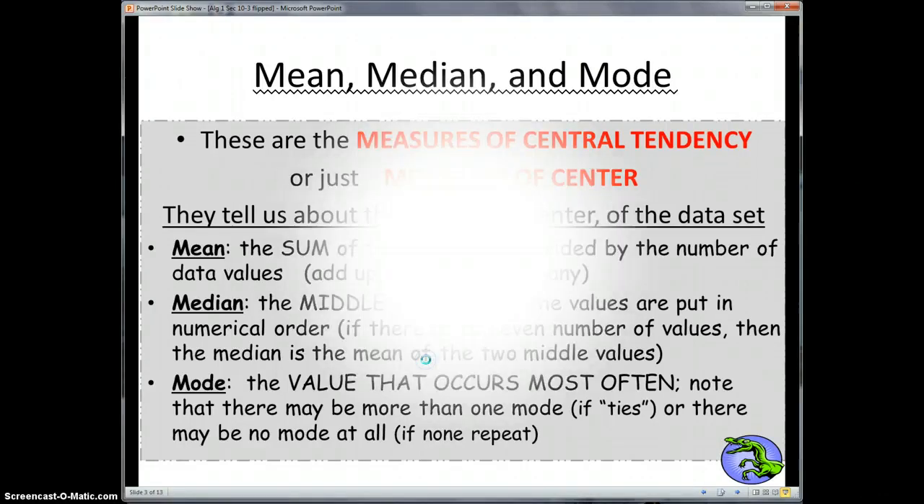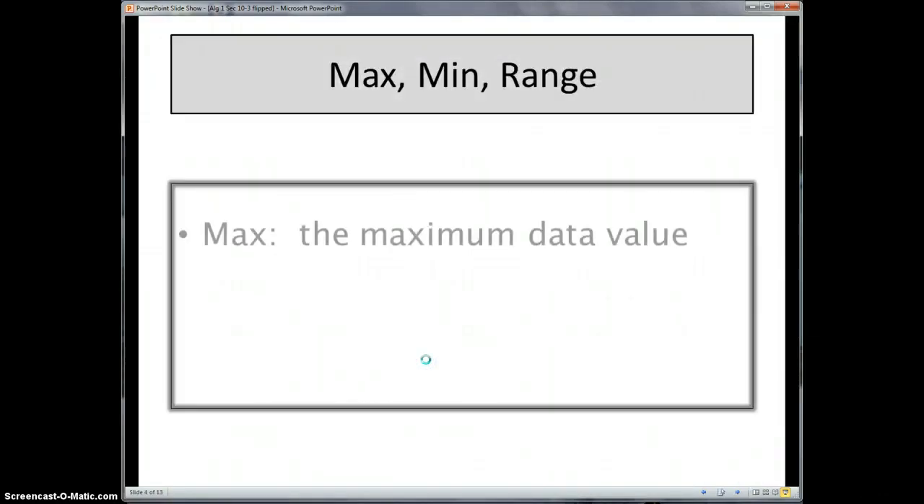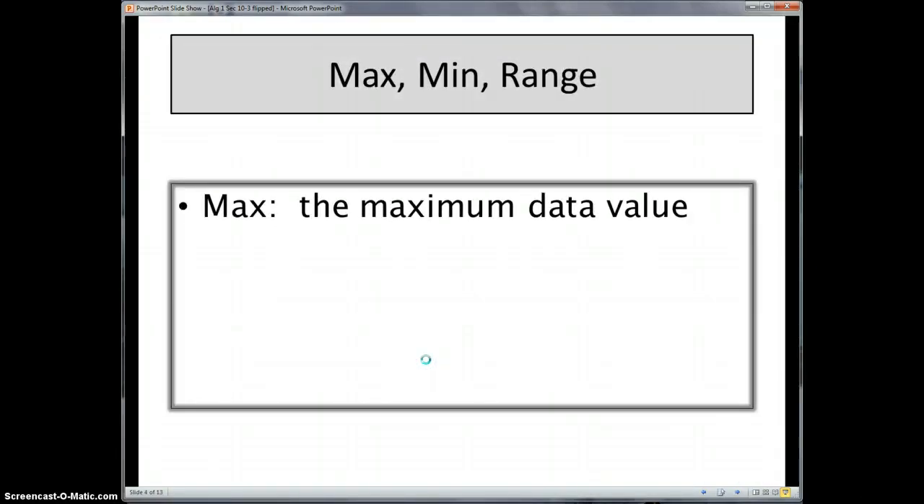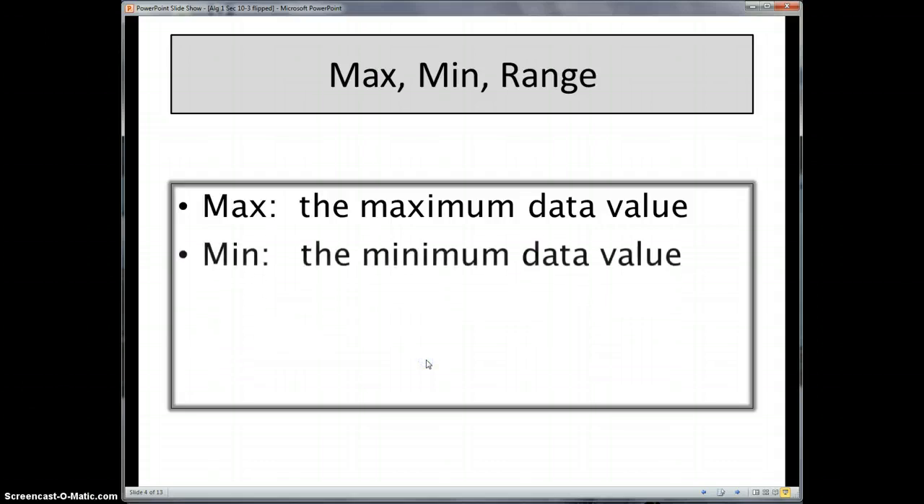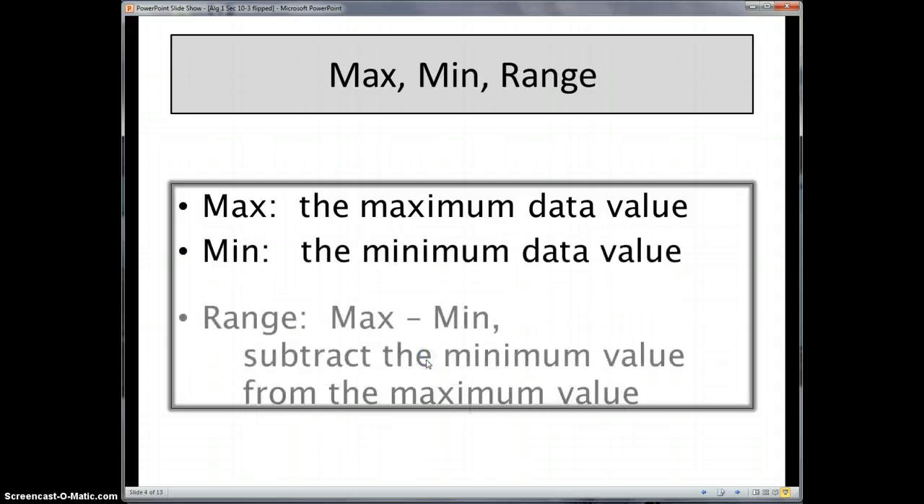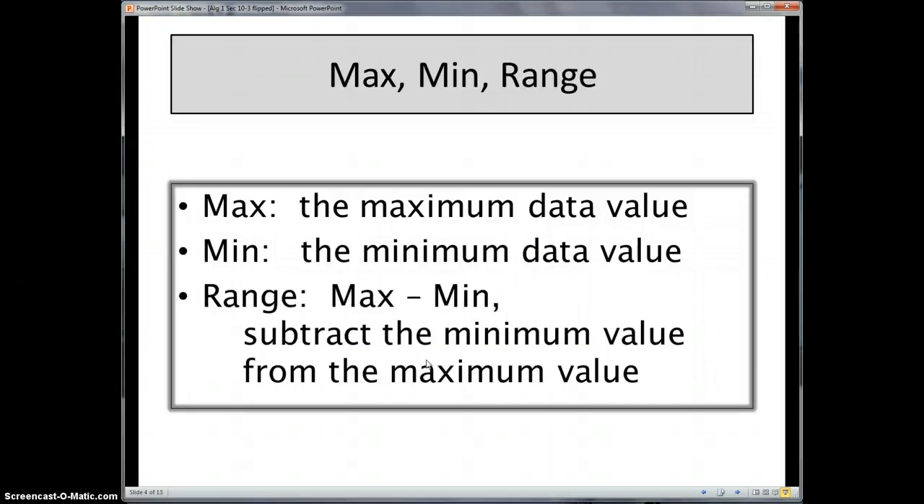Mean, median, and mode. All right, maximum: max is the maximum data value, min is the minimum data value. That's pretty straightforward. And then to find the range, you subtract those. In other words, how far is it from the maximum to the minimum? Take max minus min, that's your range.